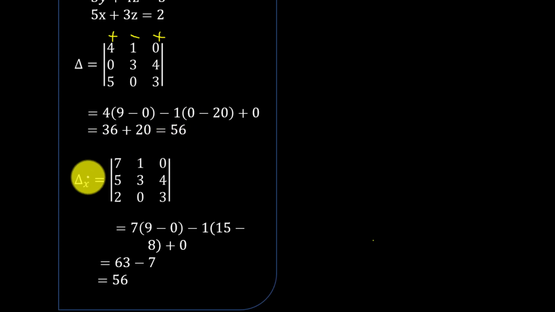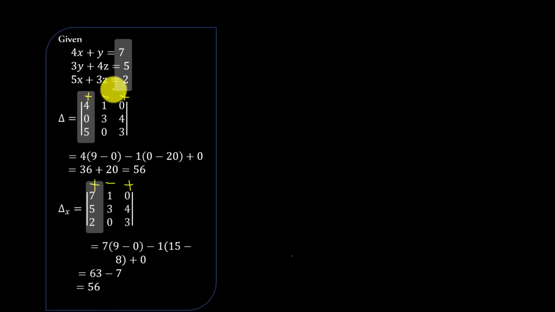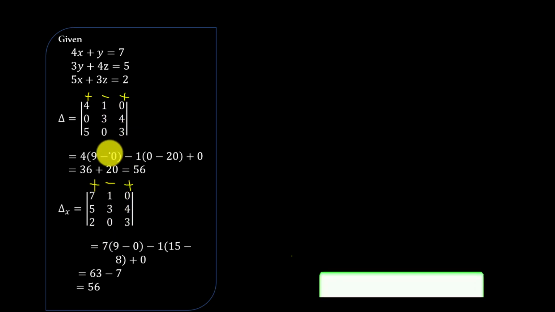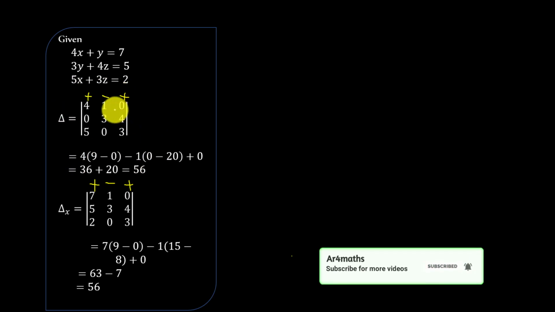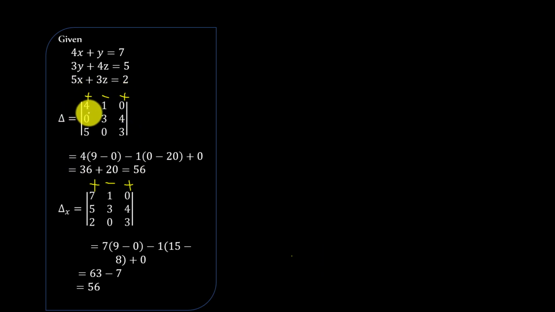And the next is a very important one, delta x. How to write delta x? Already I explained in the previous one. The x coefficients must be replaced by what? The right hand side values 7, 5, 2. So the second and third columns of delta remain the same. Only the first column must be replaced by the right hand side values, so that you will get delta x.